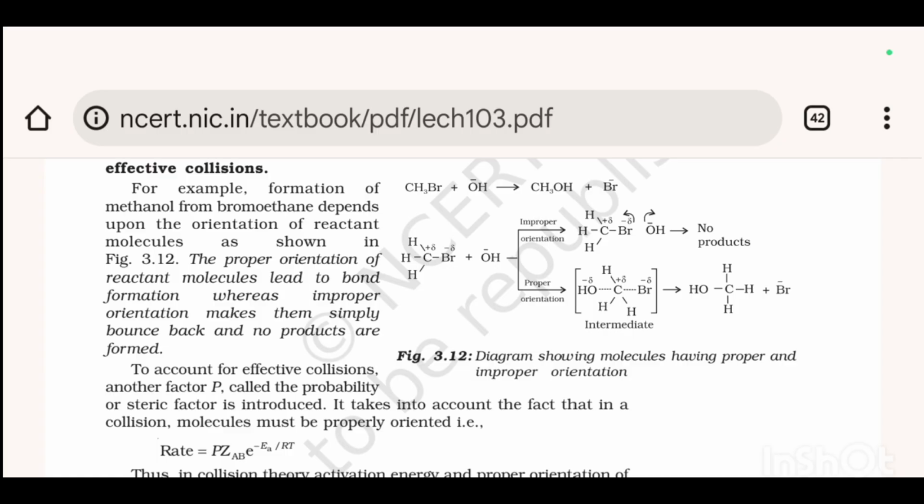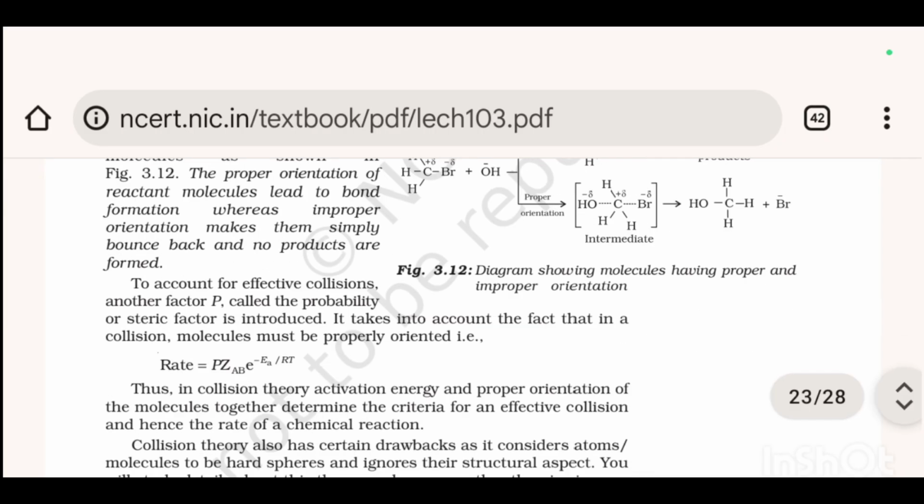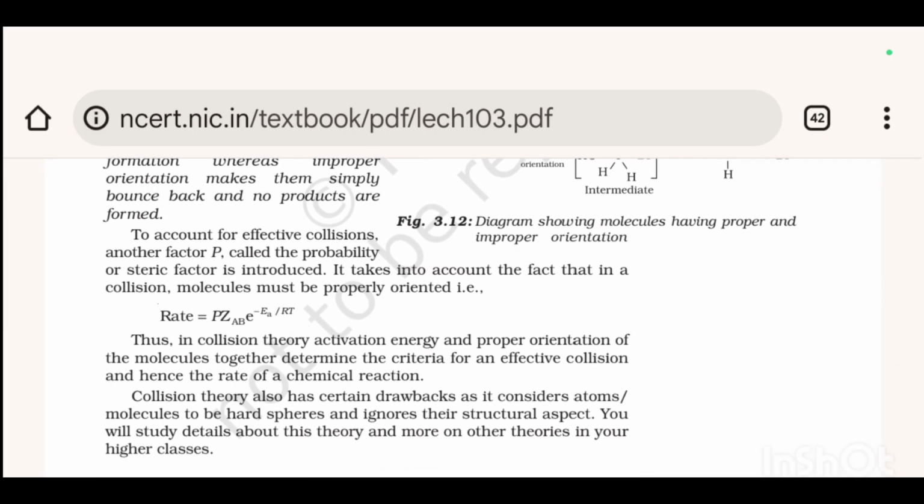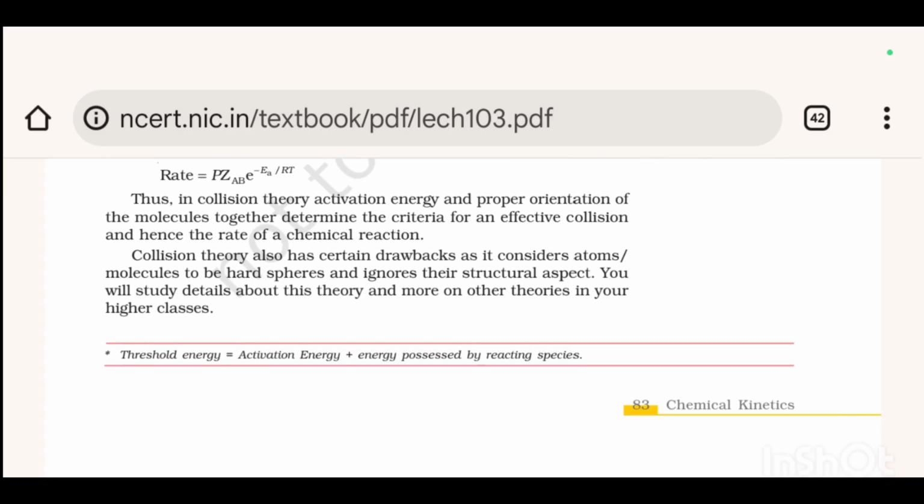It takes into account the fact that in a collision, molecules must be properly oriented. That is, rate equals P ZAB e whole raised to the power minus Ea upon RT. Thus, in collision theory, activation energy and proper orientation of the molecules together determine the criteria for an effective collision, and hence the rate of chemical reaction. Collision theory also has certain drawbacks, as it considers atoms and molecules to be hard spheres and ignores their structural aspect. You will study details about this theory and more on other theories in your higher classes.